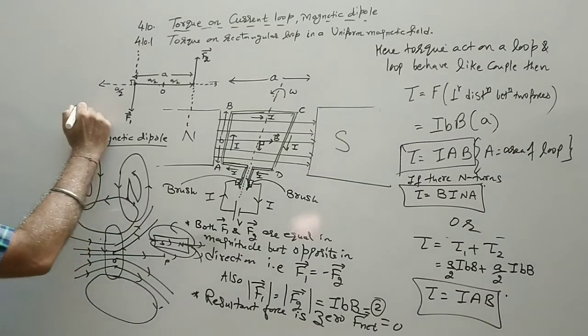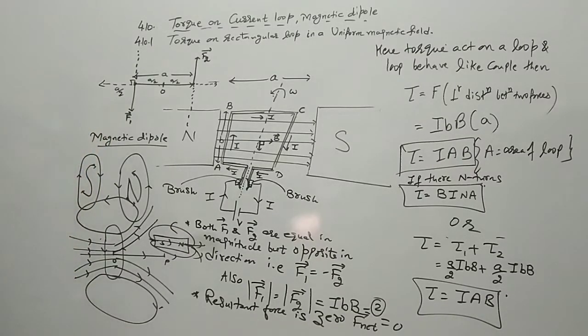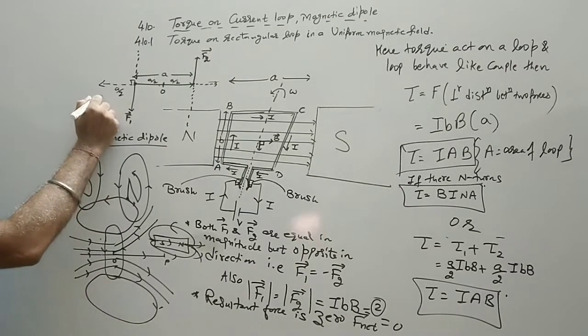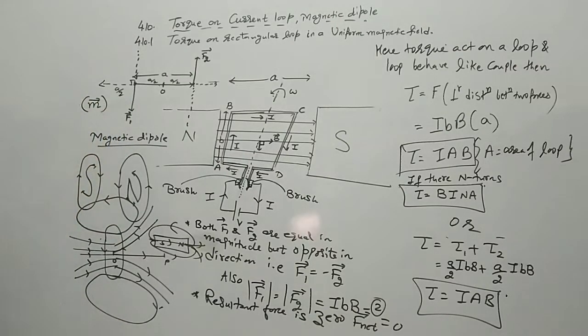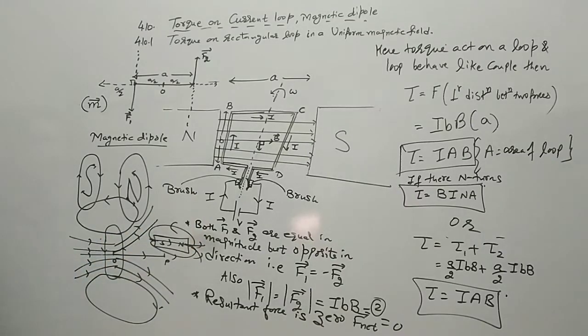And the magnetic dipole moment for a bar magnet will be denoted by small m. In the first chapter we denoted it by P. Here we will denote the magnetic dipole moment by m. So again it is a vector quantity. The direction is from south to north.